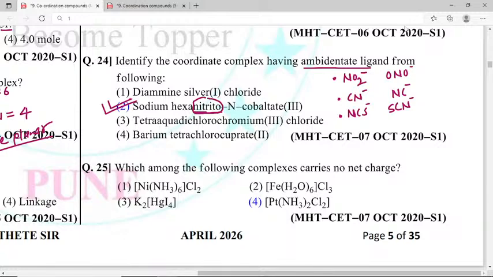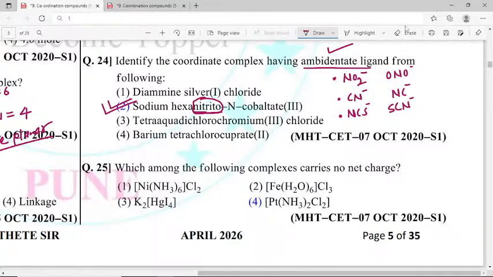So nitrito stands for the ambidentate ligand. Here diamine, here tetraaqua. Aqua is not an ambidentate ligand. Next, tetrachloro. Chloro is not an ambidentate ligand. So out of these six, only one is there as an ambidentate ligand.